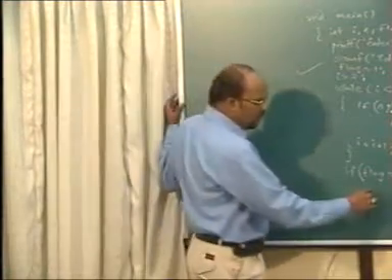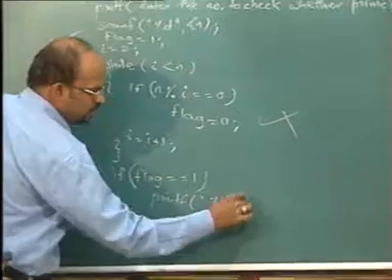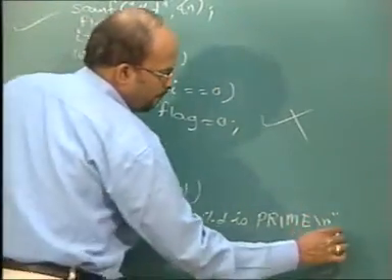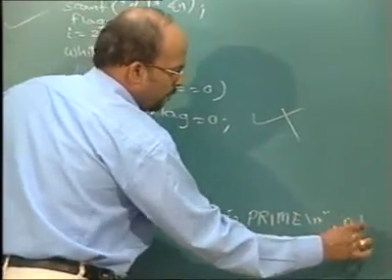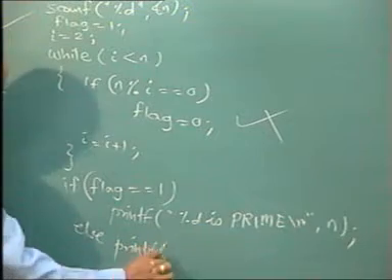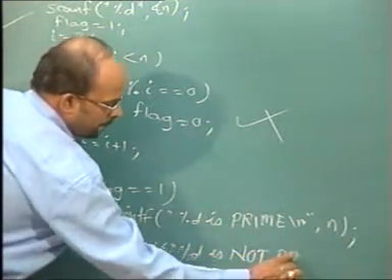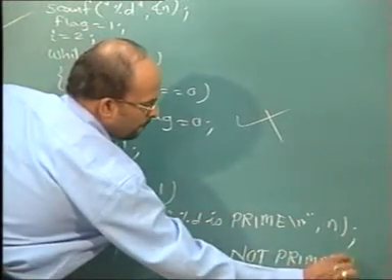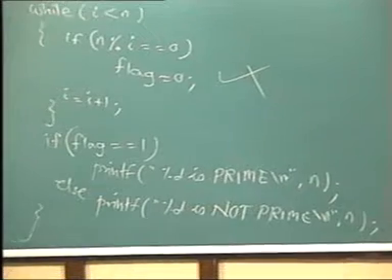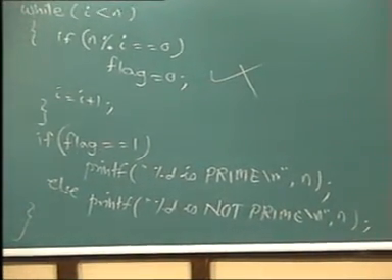So I will say if flag equal to 1, printf "%d is prime", comma n. Else printf "%d is not prime". Have you understood this?